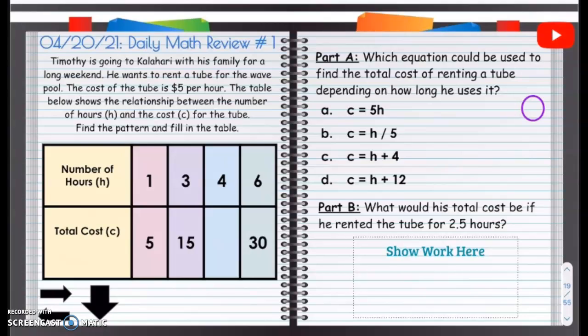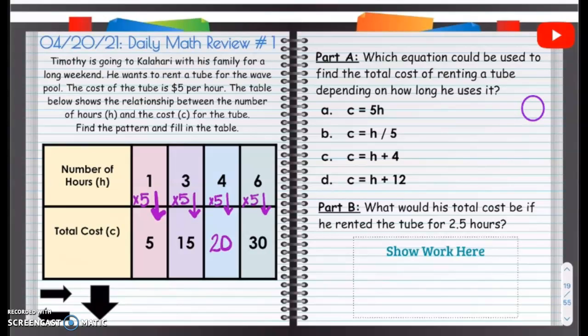So, if he only wants the tube for 1 hour, it costs him $5. So, 1 hour times $5 is going to be $5. 3 hours, it's $5 per hour, so we multiply by 5, we get 15. 4, we're going to multiply by 5, we get 20. That'll be $20 if he wants it for 4 hours. And if he wants it for 6 hours, we're going to multiply that by 5. And when we have 6 times 5, that is 30.